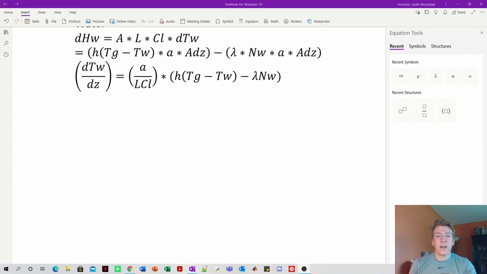Alrighty, so now we're going to be finding the differential equation of the air in the cooling tower.